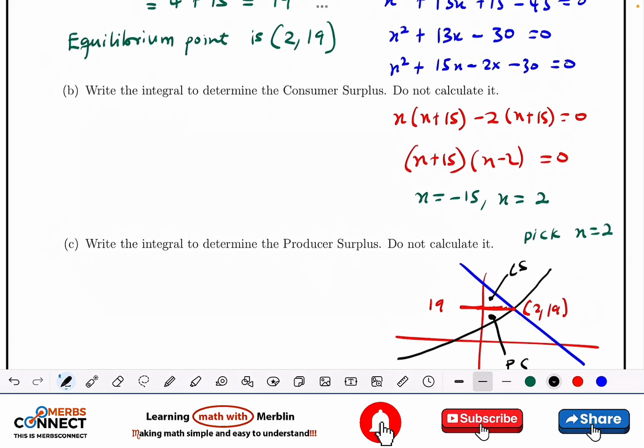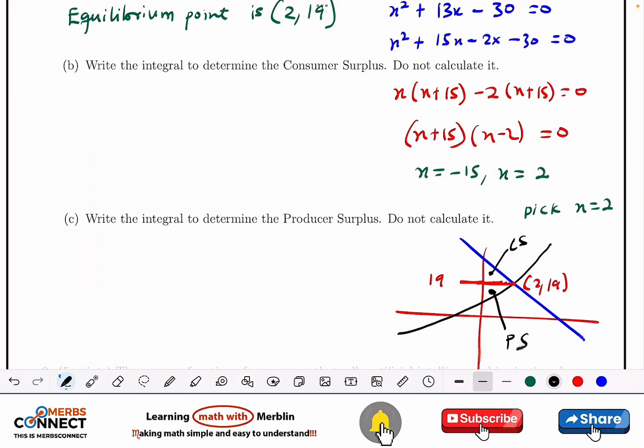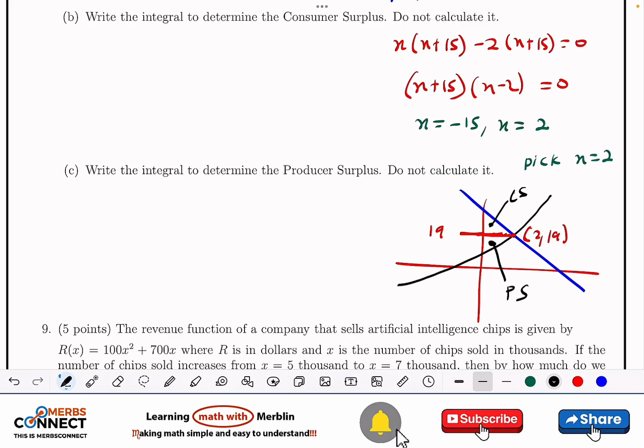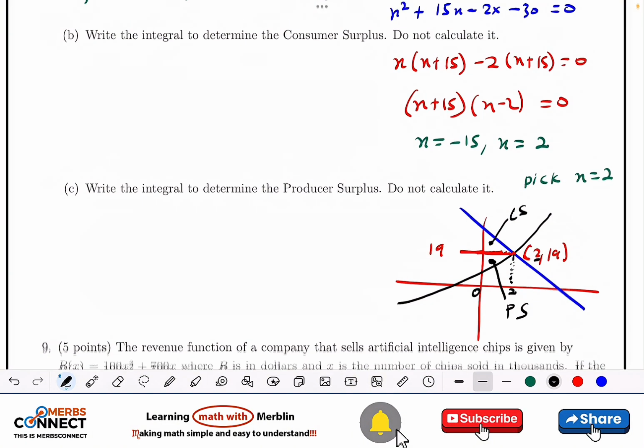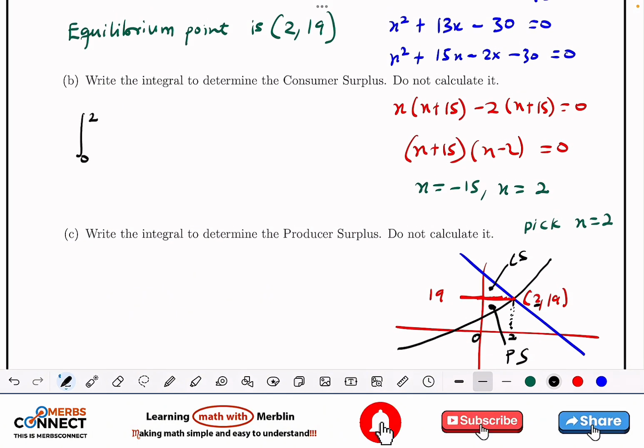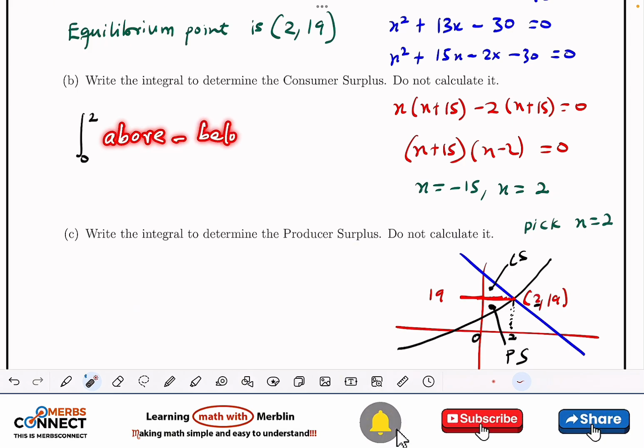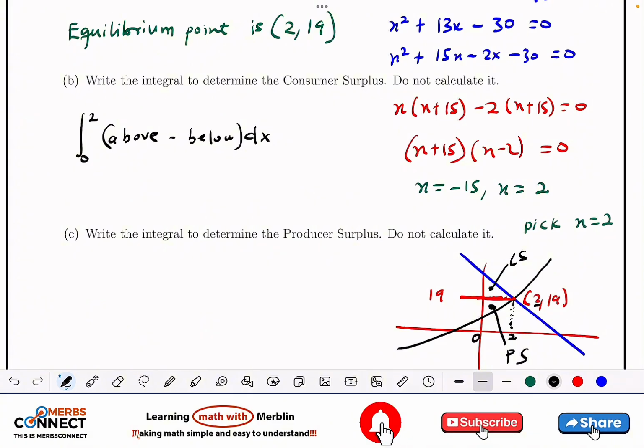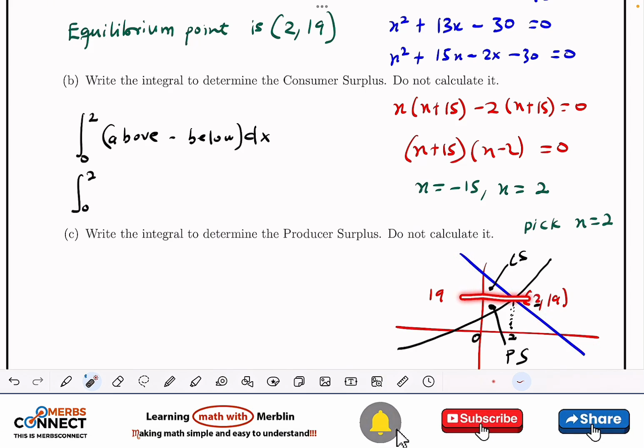For us to get the consumer surplus, as I said, this is going to be integrating from this line. This line here is the first term here, which is 2, and this is basically 0. So we are going to integrate from 0 to 2. Then don't forget the equation I gave you. This is above minus below, dx. So let me just write it. What is above? Look at the consumer surplus. We have two lines. We have this, which is the above, and then we have this, which is below. So above is the demand equation.